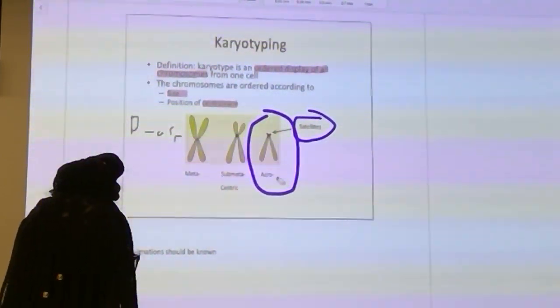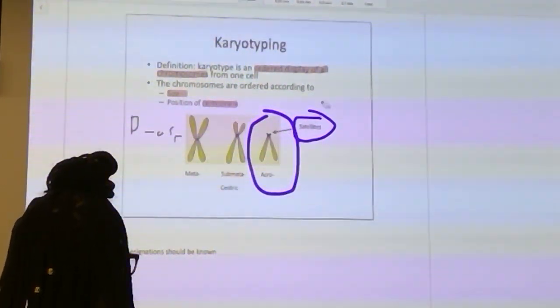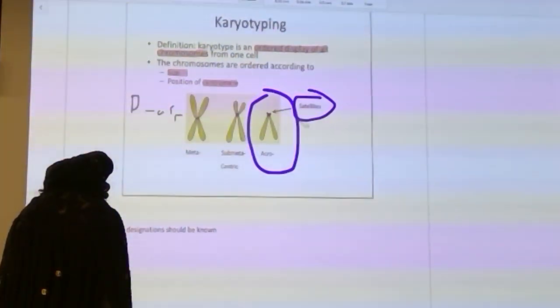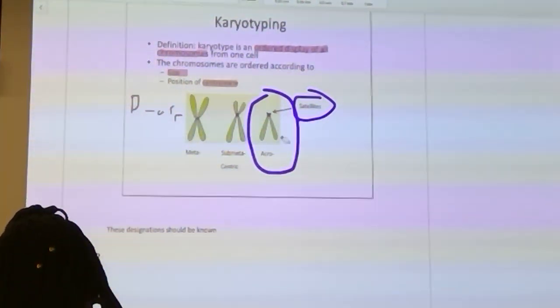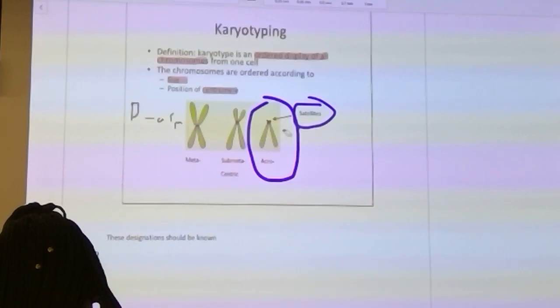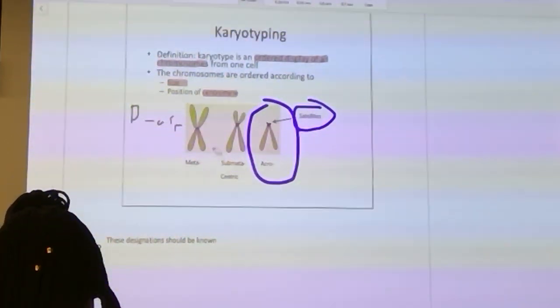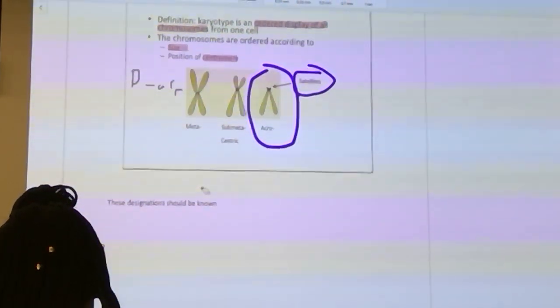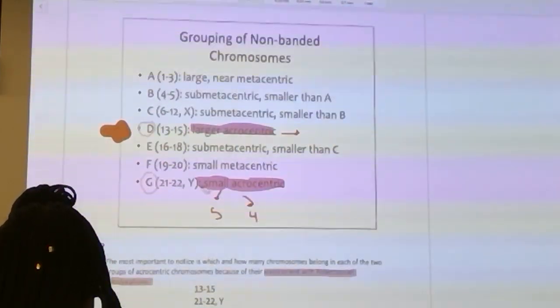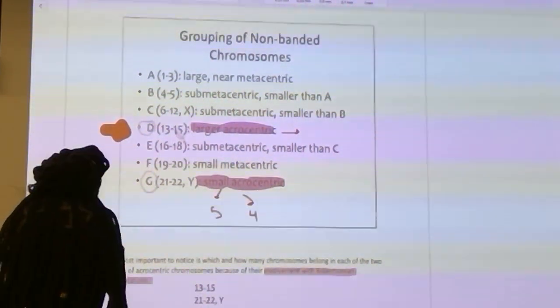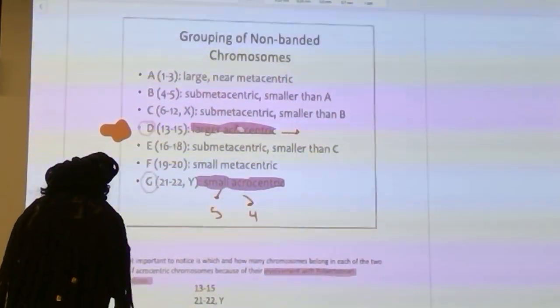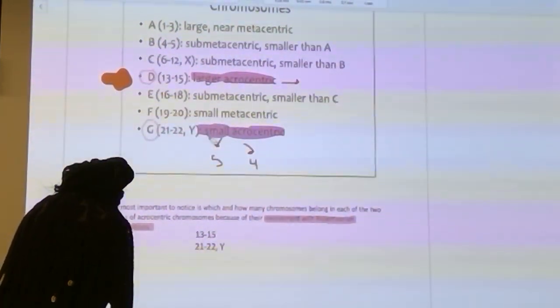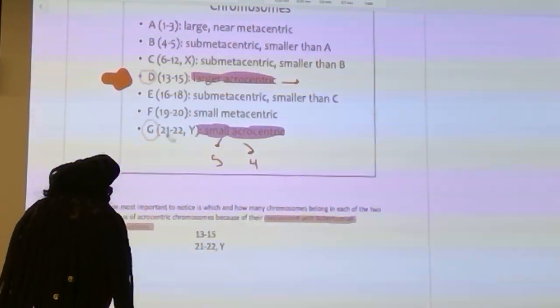Okay, acrocentric chromosomes have satellites. Just know that these are involved in Robertsonian translocations. For metacentric and submetacentric, it's going to be reciprocal translocation. Just know that 13 to 15 are your large acrocentrics. Your small acrocentrics are 21, 22, and Y.